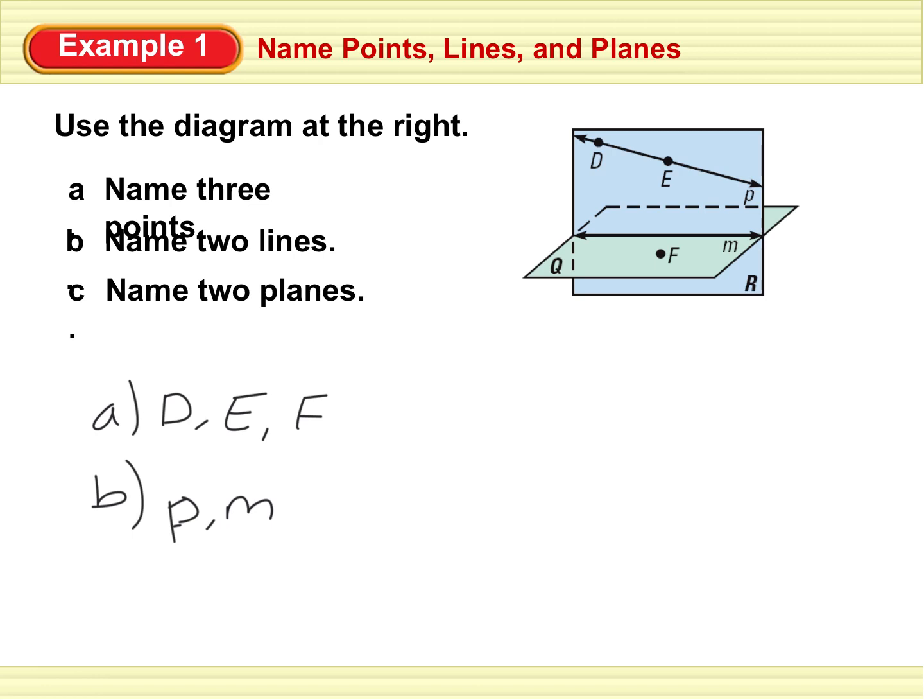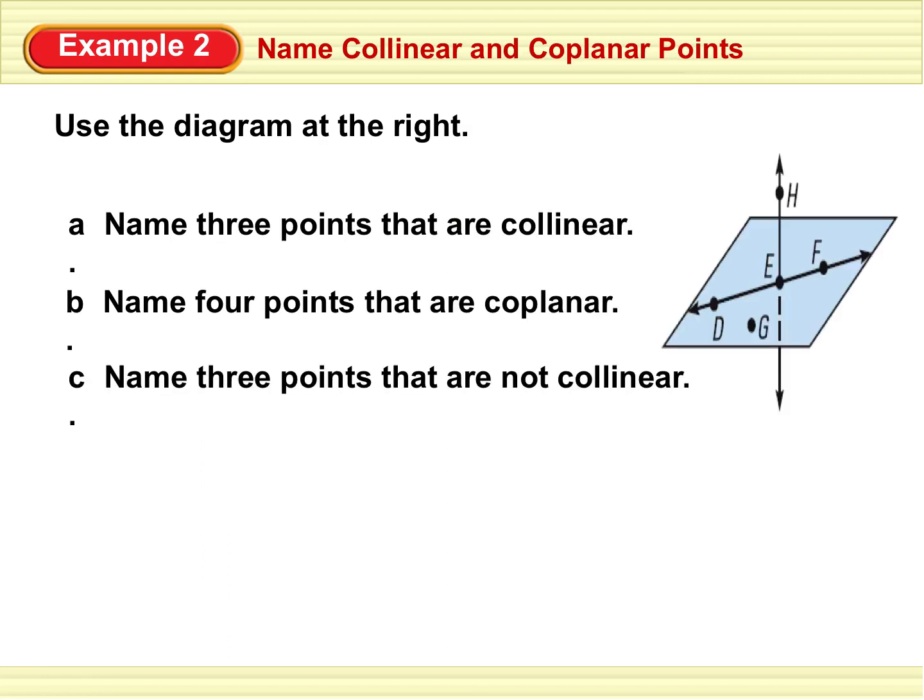Now we want to name 2 planes. Gabe already said them earlier. Q and R are our plane names. You're going to find the names of the planes in the corners, bolded in the corners. Any questions over that? Okay, moving on to your next slide.